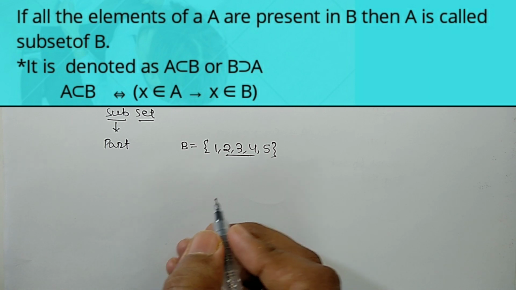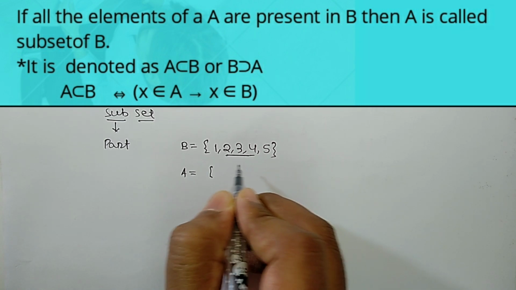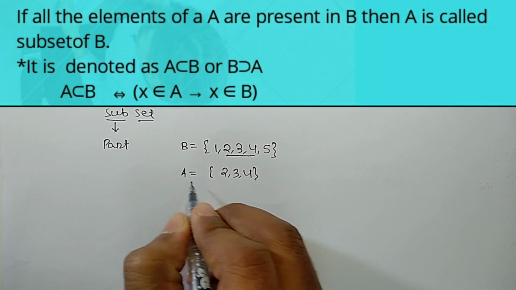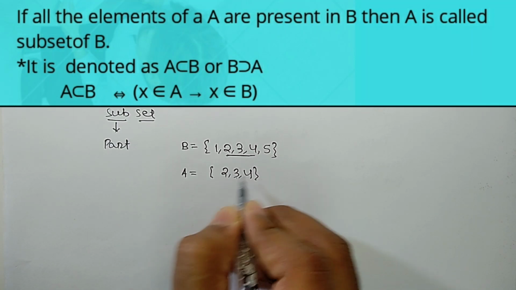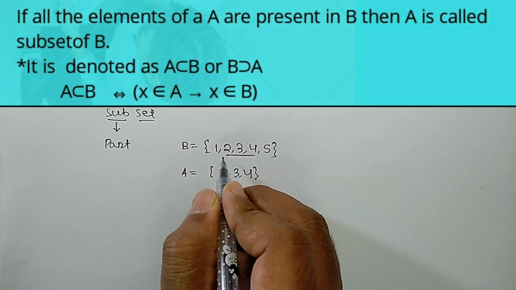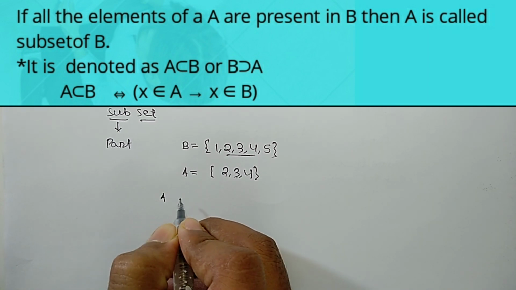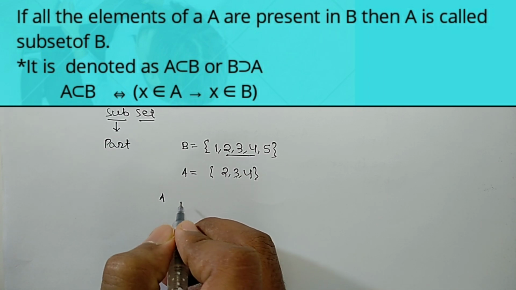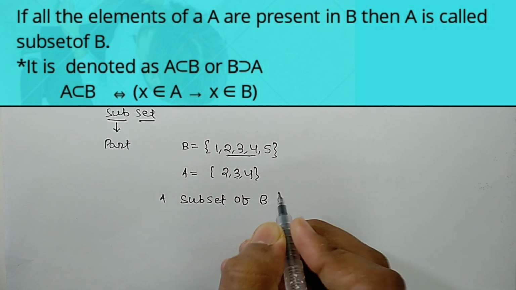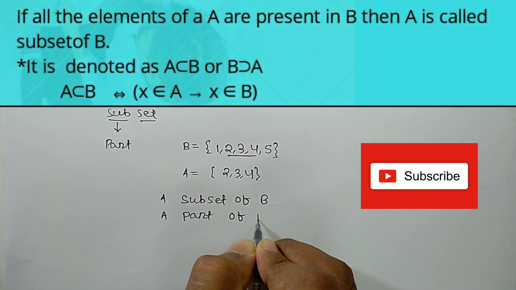So 2, 3, 4 is some part of B. We have taken the set A as some part of the set B, that is 2, 3 and 4. Obviously the elements in the set A, that is 2, 3, 4, are present in the set B, 1, 2, 3, 4, 5. So these elements are part of the set B. Here we can say that the set A is the subset of the set B, or we can say that A is a part of the set B.